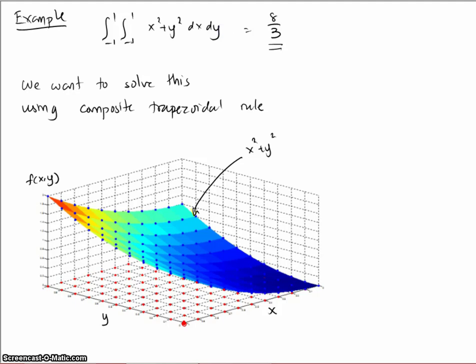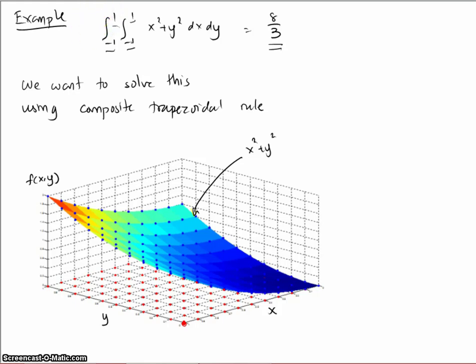Now what if you want to solve this numerically? Just for the sake of illustration, let's say we are going to use the composite trapezoidal rule. So the first step is to discretize the x and y direction. You know your limits of integral are from -1 to 1 in both x and y.